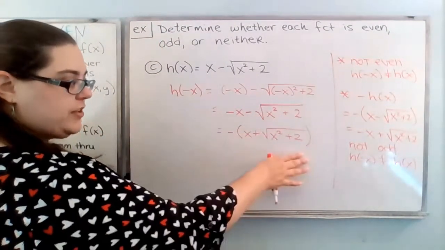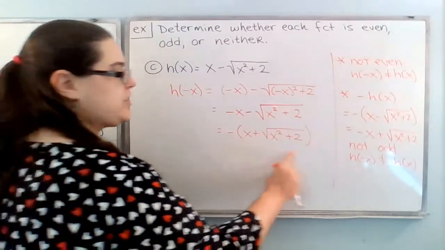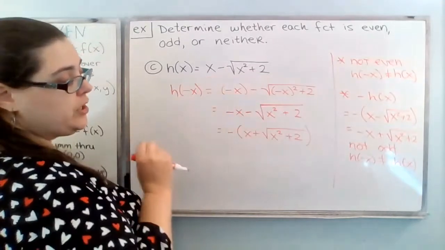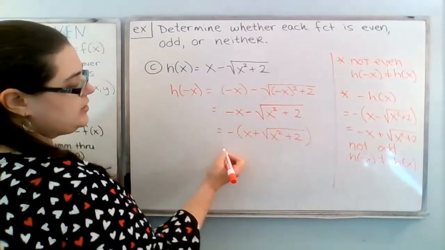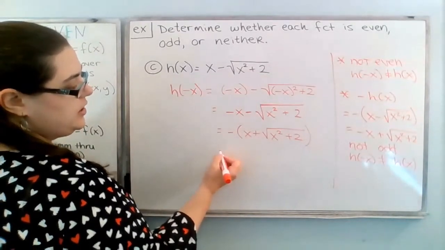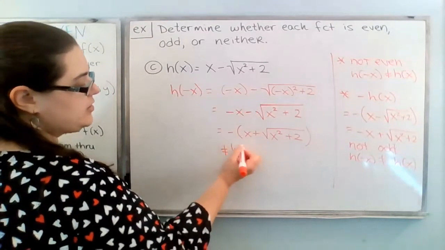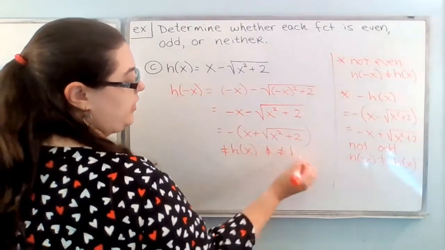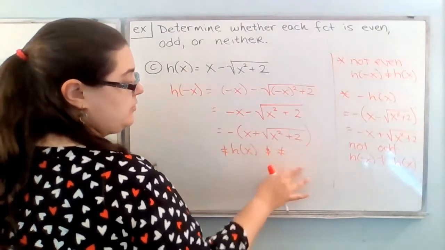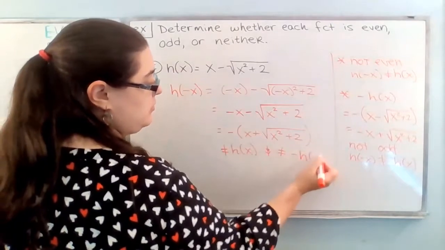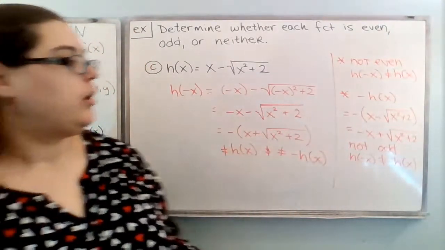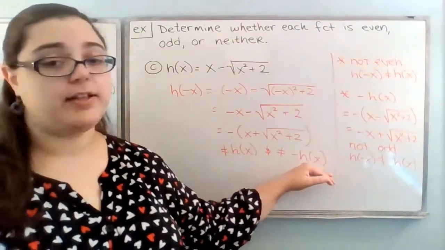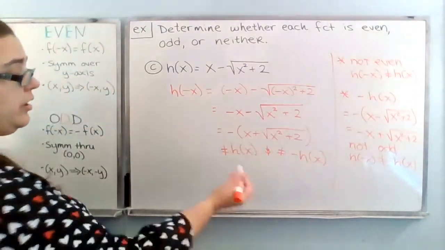And once I have this, it's now clear I have negative an expression, which is not the same as this expression here. So I can conclude that this is not h of x, and it's not equal to negative h of x. So I've got my conclusion. It's not the original function. It's not the negated form of the original function.